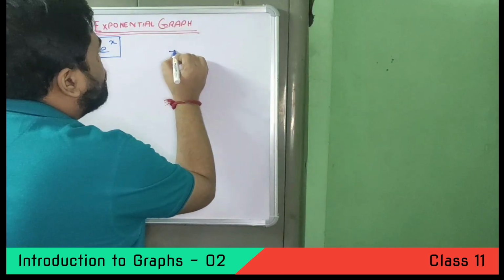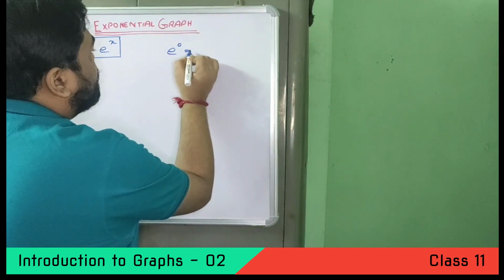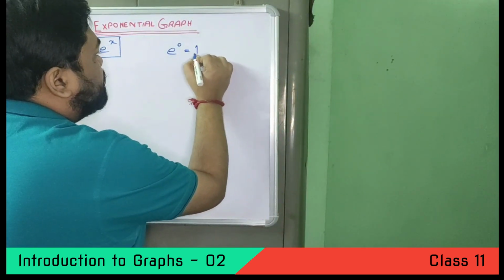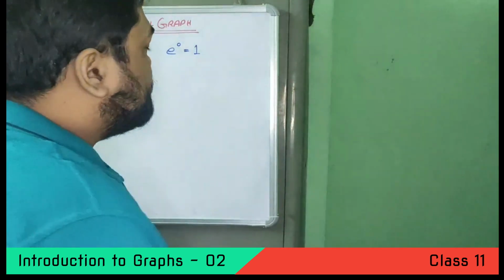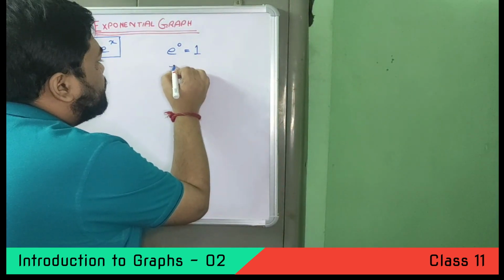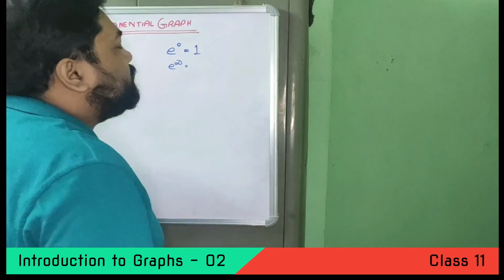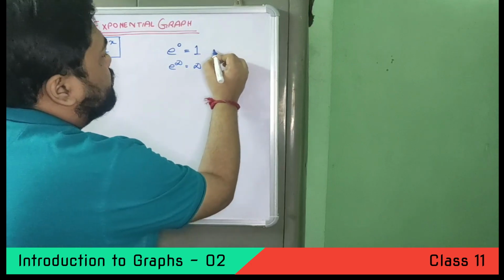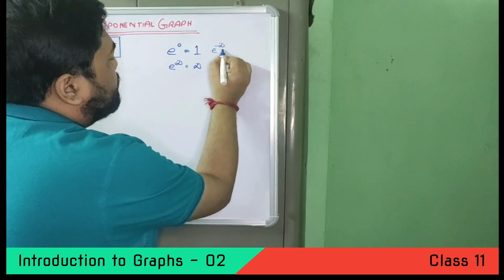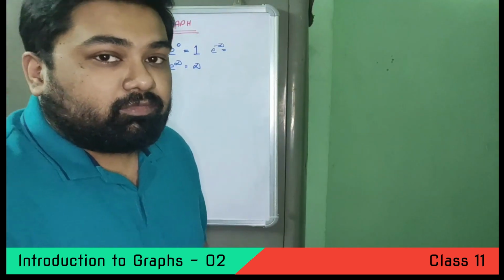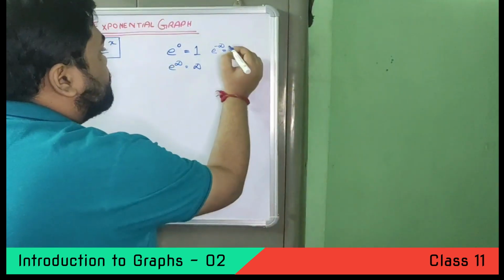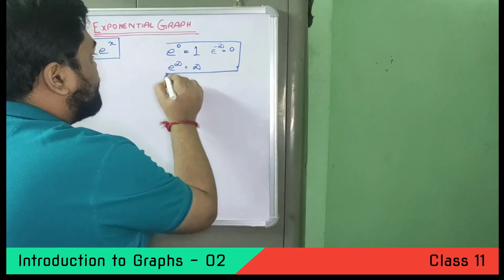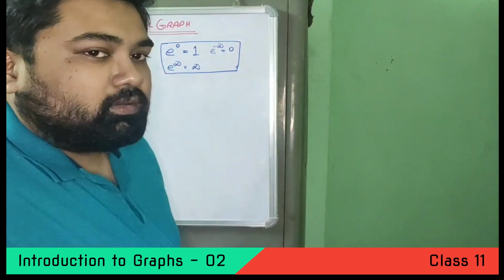That means e to the power 0. What is the value of e to the power 0? You'll have to remember this. The value of e to the power 0 is 1, right? Now what will be the value of e to the power infinity? The value will be infinite. And the third one is e to the power minus infinity. What's the value of e to the power minus infinity? It will be 0. So we have to know these three values before we start doing our graph, right?